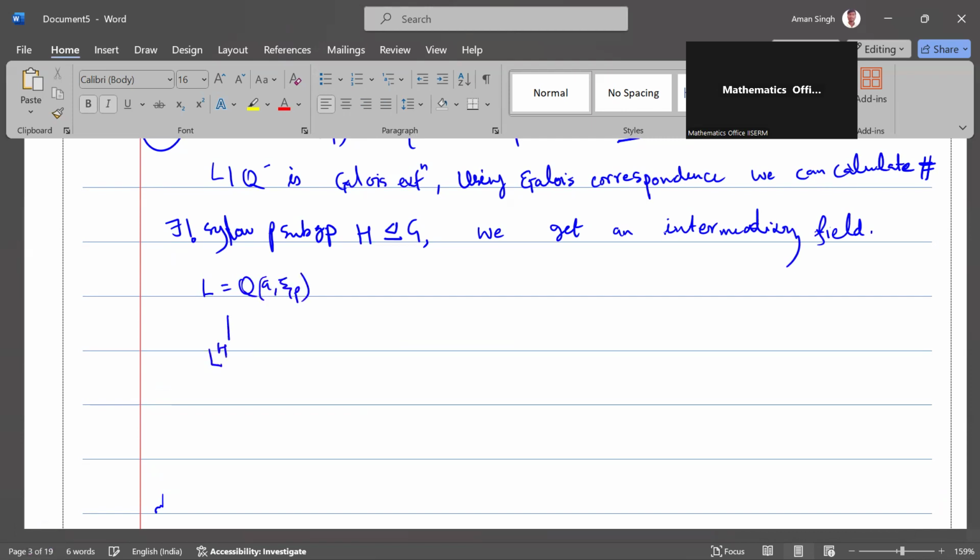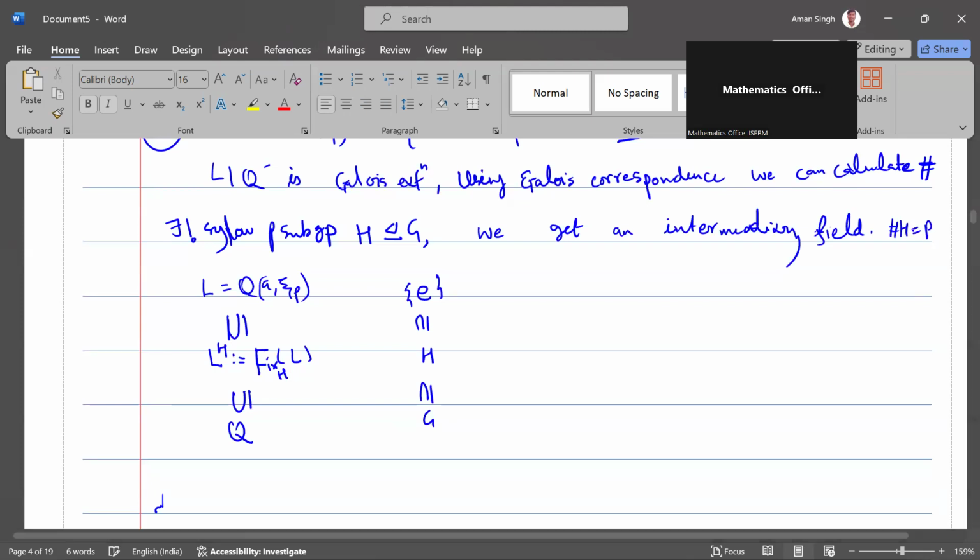Here we have LH, which is also sometimes noted as L fixed inside L by H. And here we have this identity group. Here we have H. Here we have G. This is the order reversing Galois correspondence. Here we have Q. So H is of order P, the order of H is equal to P.